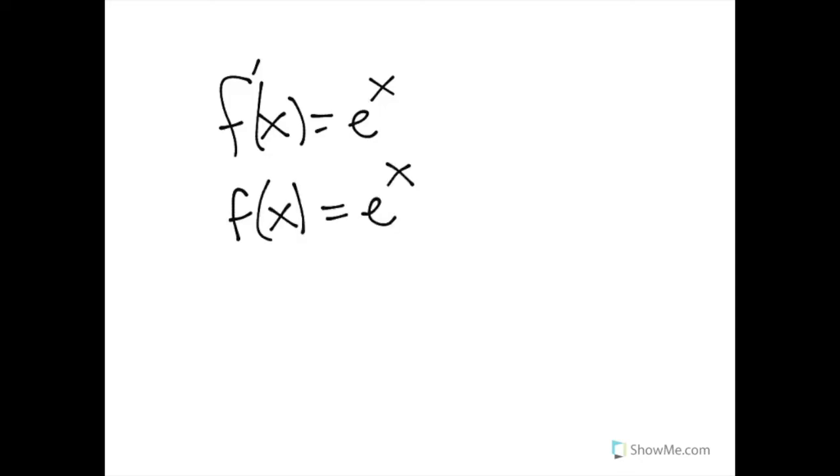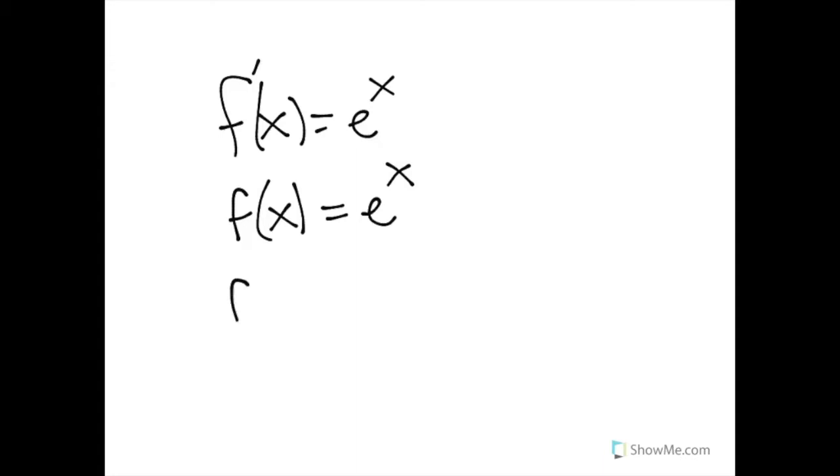So what happens if your function looks like f of x equals e to the x? That one should be pretty straightforward. E to the x is its own derivative, and that means that e to the x is also its own antiderivative. So if you have something like f prime of x equals e to the x, well, great, the original f of x is also just going to be e to the x.